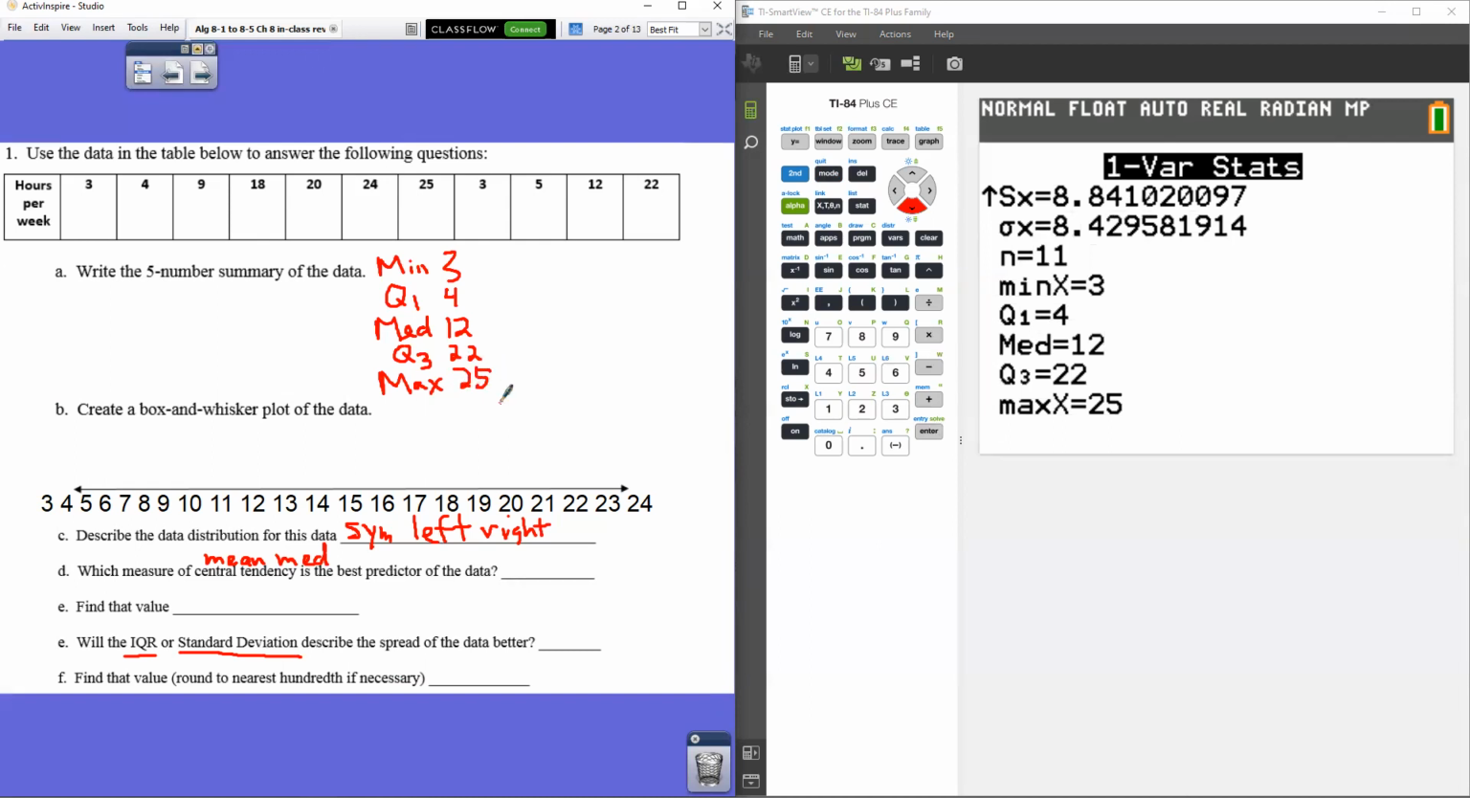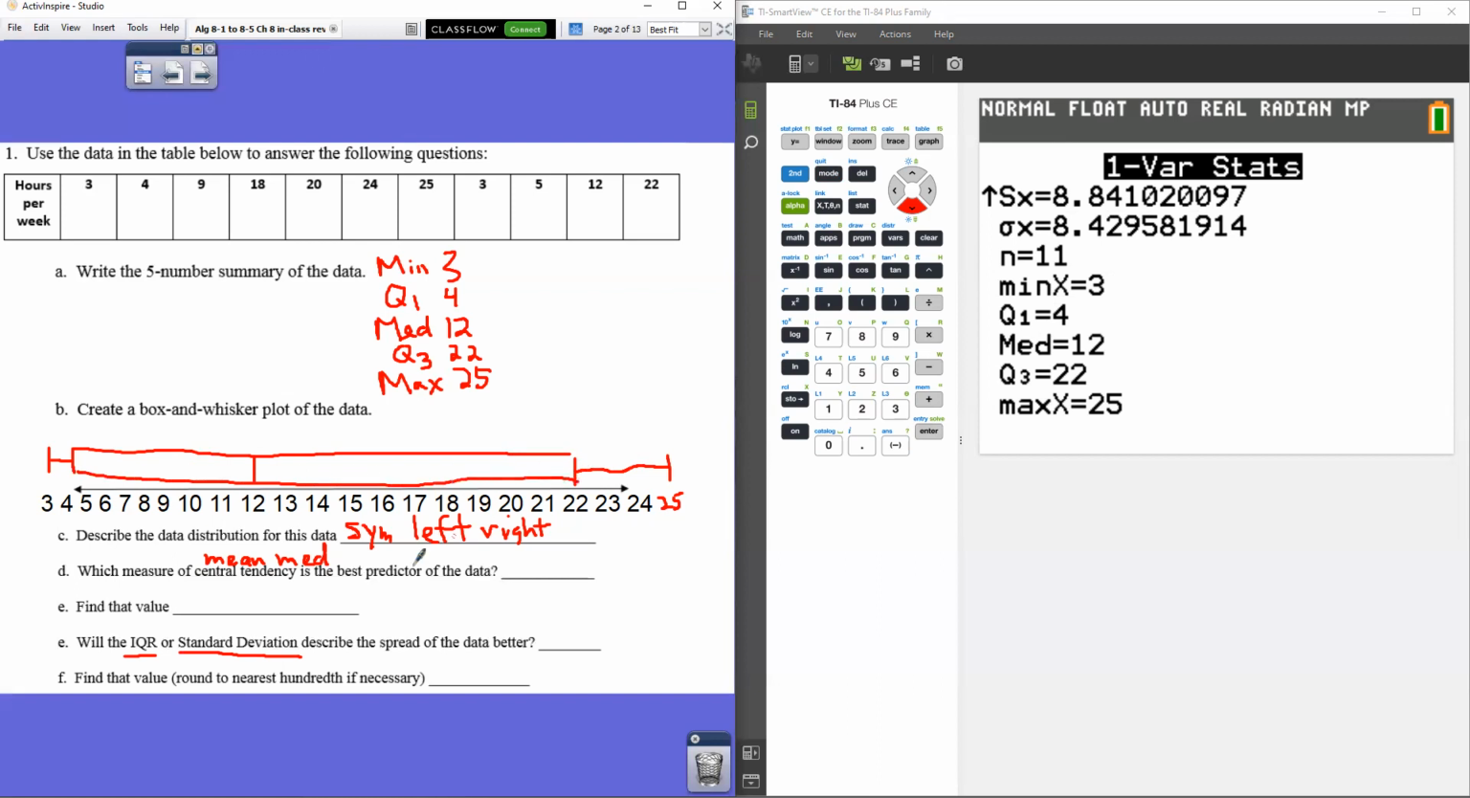When you go to create your box and whisker plot, remember that you're gonna have to draw this. So I'm gonna put a line at each of these numbers. So I'm gonna put a line at 3, a line at 4, a line at 12, a line at 22, and a line at 25. So now that I have my lines, remember you need to make your whiskers with the first and the second and the fourth and the fifth, and then you're creating a box.